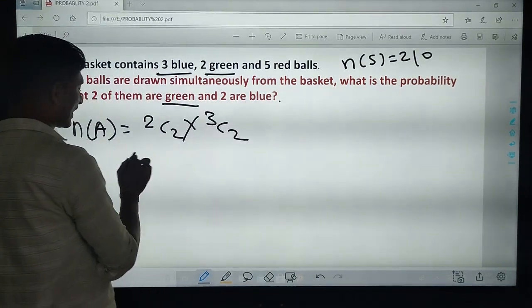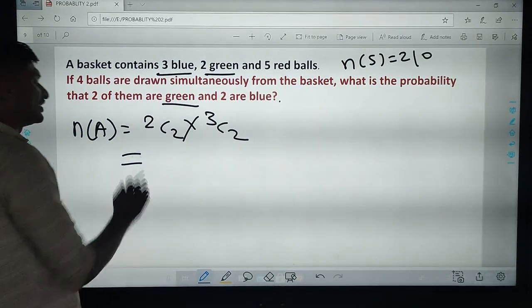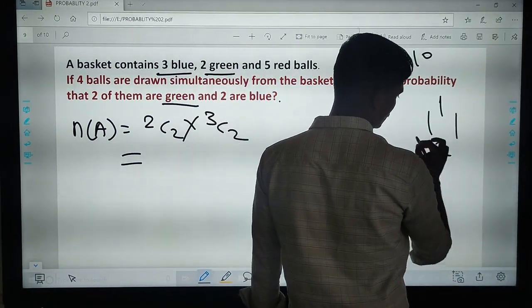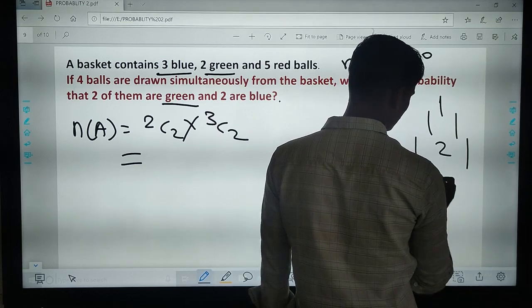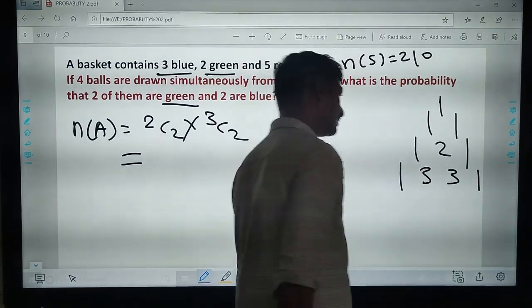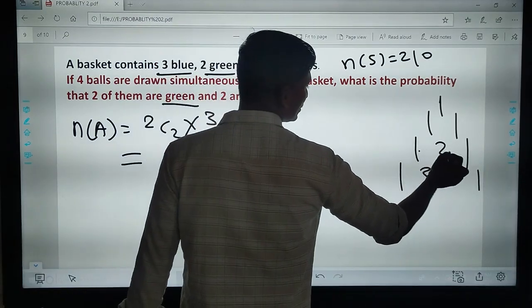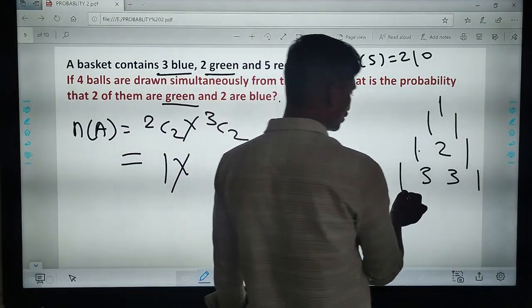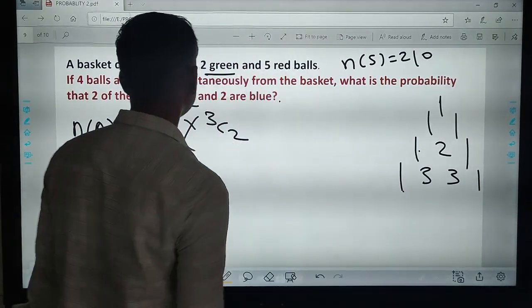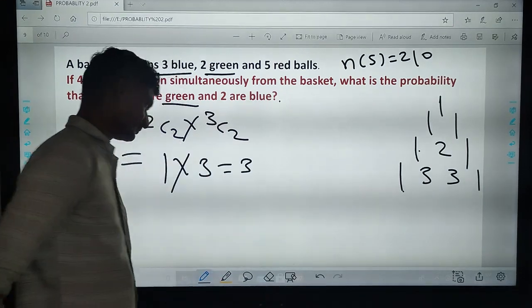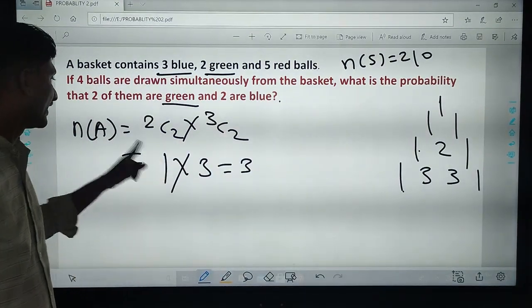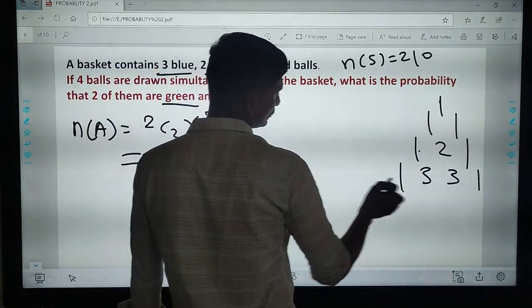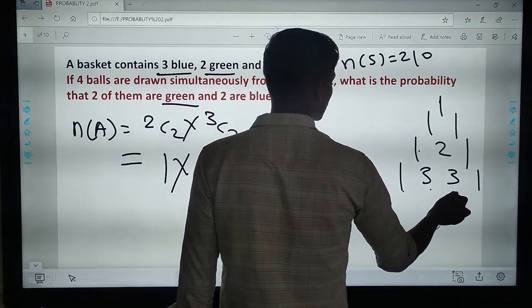3C2. We calculate the value of 2C2 and 3C2. Here 2C0, 2C1, 2C2. 2C2 is 1. 3C0, 3C1, 3C2. 3C2 is 3. Then N of A is equal to 3.